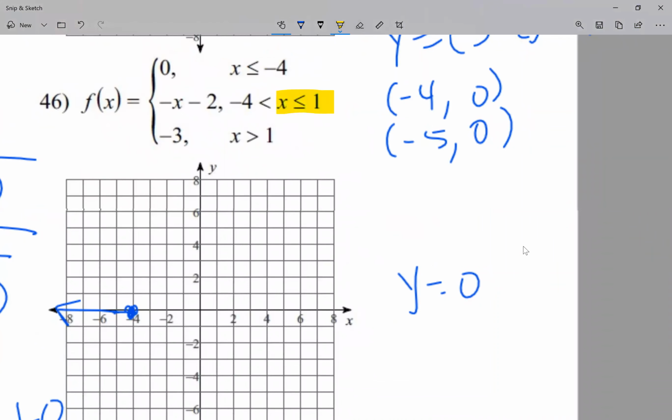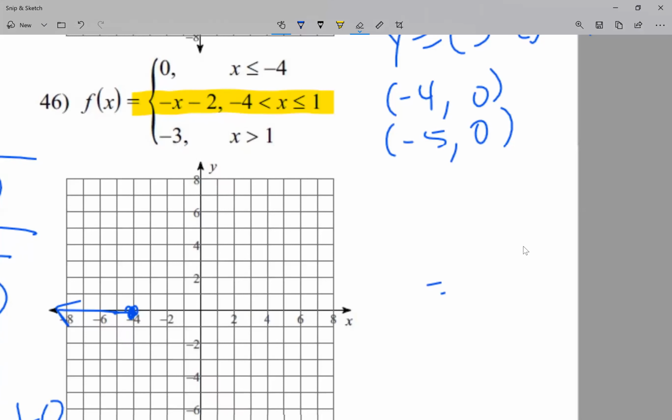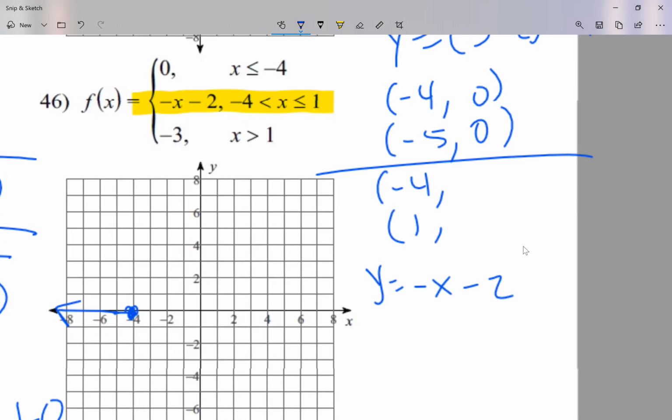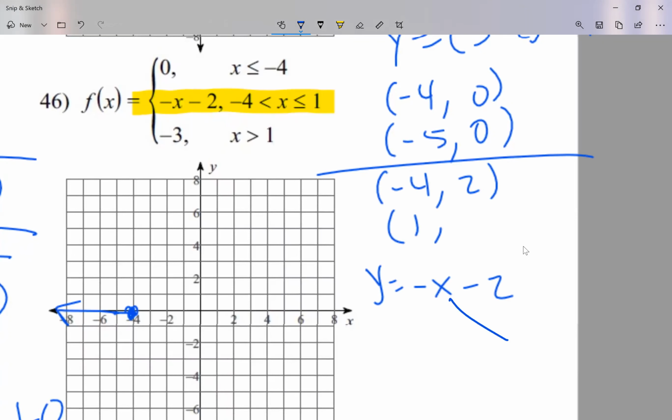The second piece, I'm looking at that as Y equals -X minus 2. The highest exponent is 1, so I'm expecting a line. The values of X I'm going to choose are -4 and +1. If X equals -4, I get that Y is equal to 2. Right? Just plug it in there.